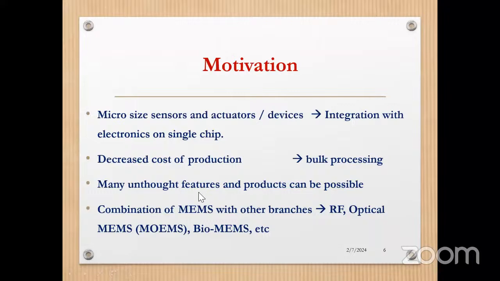And the third important motivation for a MEMS device is that many unthought-of features and products become possible. Earlier, in VLSI technology or any other technology, design constraints were there. So we could not manufacture a device that is zigzag shaped or any other shape, round, hexagonal. It would be very difficult for us to manufacture. But this MEMS technology has proven a very challenging place in fabricating any sort of structure that is possible. And the last one is a combination of MEMS with other branches.